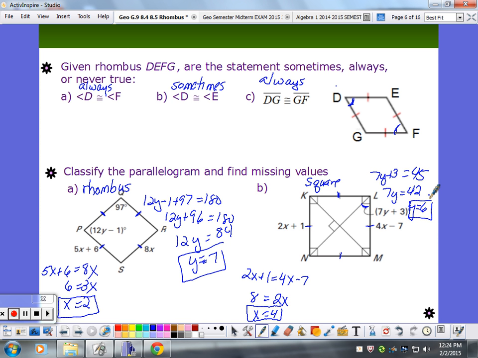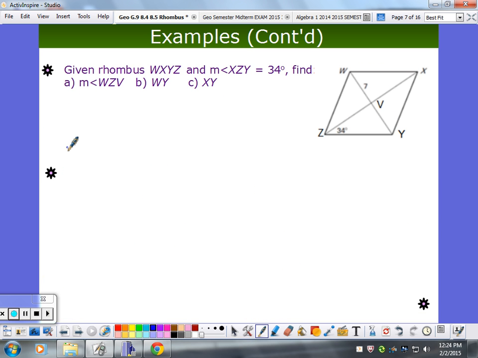Yes? You want that a little bit of pieces there? Okay. Let's see what the next one is. Here's some more examples. So I've got a rhombus WXYZ, and I know that the measure of angle XGY is 34 degrees. Now, you know it's a rhombus, so I'm going to mark what I know. I know that these are bisected angles. I also know that this is 90 degrees. They're perpendicular to these diagonals. So they want me to find the measure of angle WZX. They want this one.